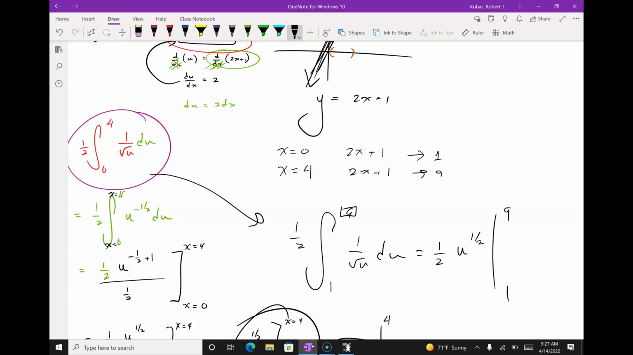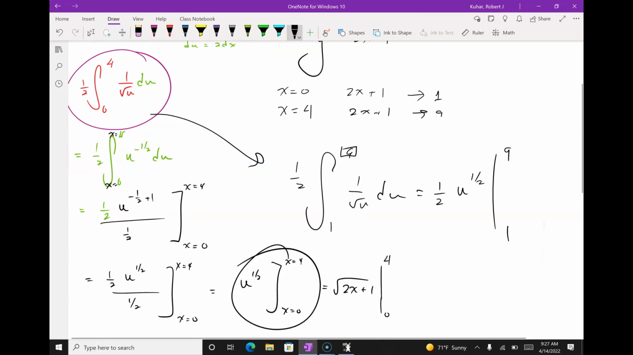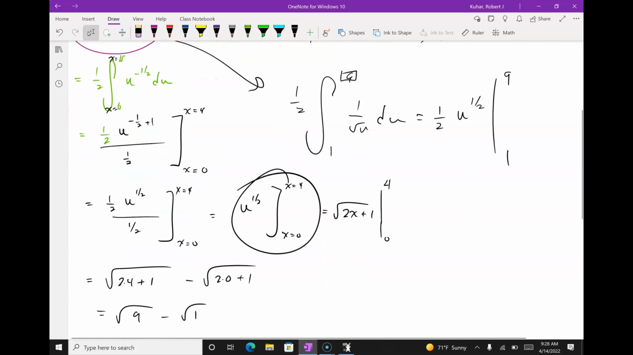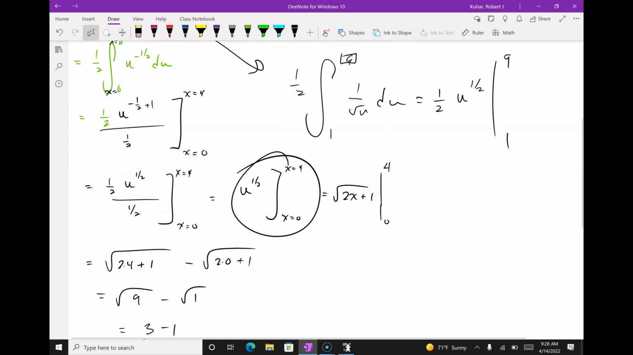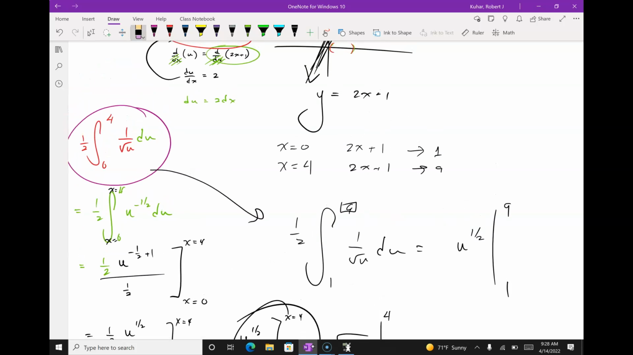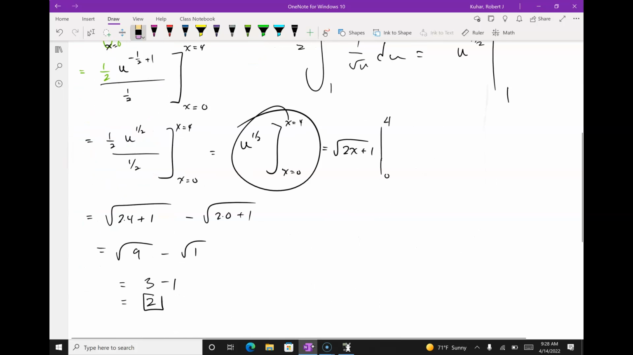You with me? What happened though? Something happened weird. Oh, I get the same answer. It's u to the 1/2. So square root of 9 minus square root of 1, right? 3 minus 1, 2. Can you scroll down? Yes.